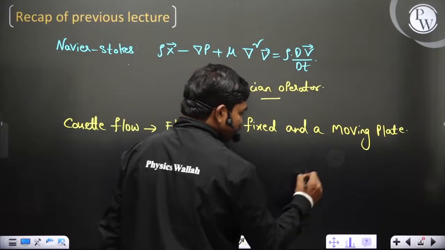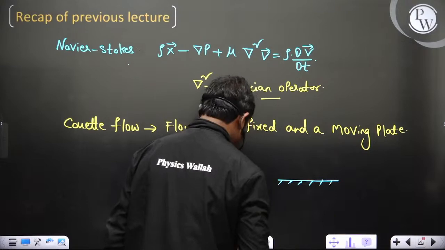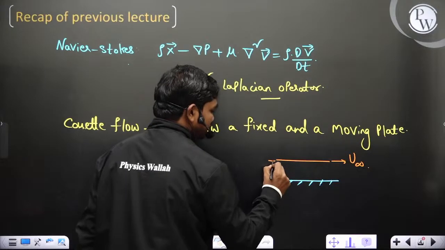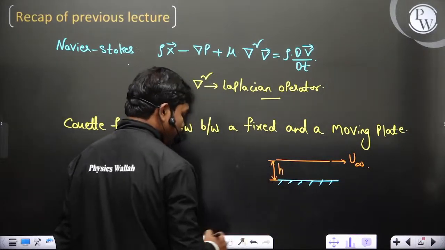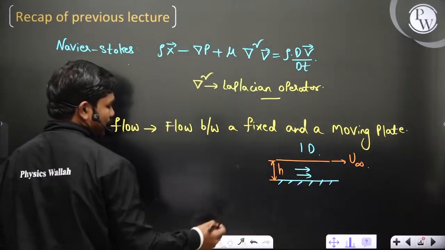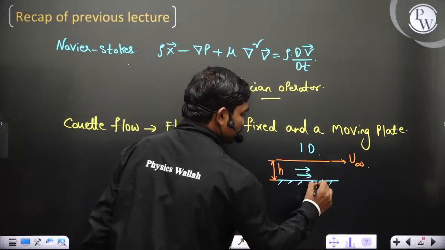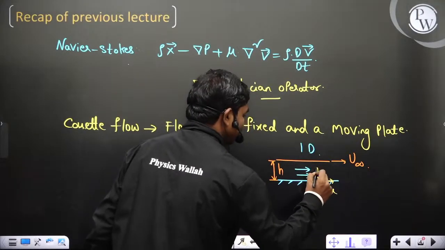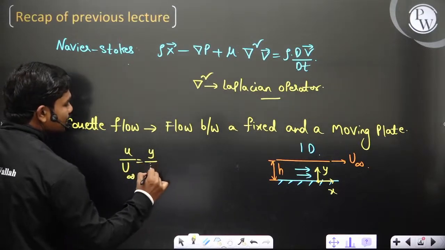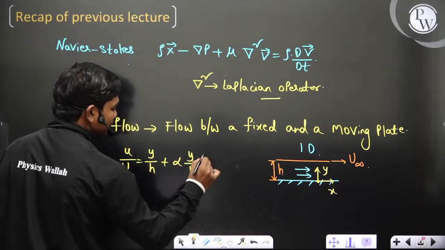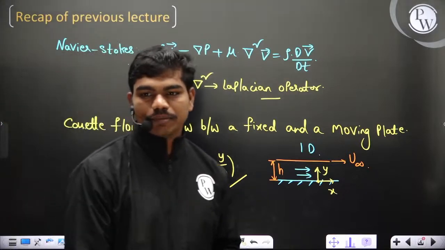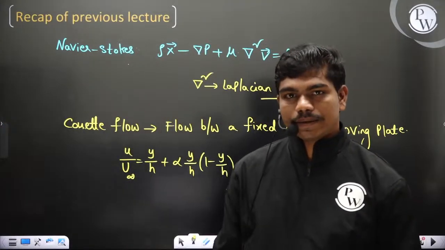Now if this is a fixed plate and here there is one more plate which is moving at u infinity, and let's suppose this gap is h, then if you take 1D flow, where the fluid particles are moving effectively in this particular direction, and you call this coordinate x and this coordinate y, then we have seen u by u infinity, the non-dimensionalized velocity, is y by h plus alpha times y by h into 1 minus y by h. So is everything clear till here? Please type in the chat box once. Are you all clear till this point?